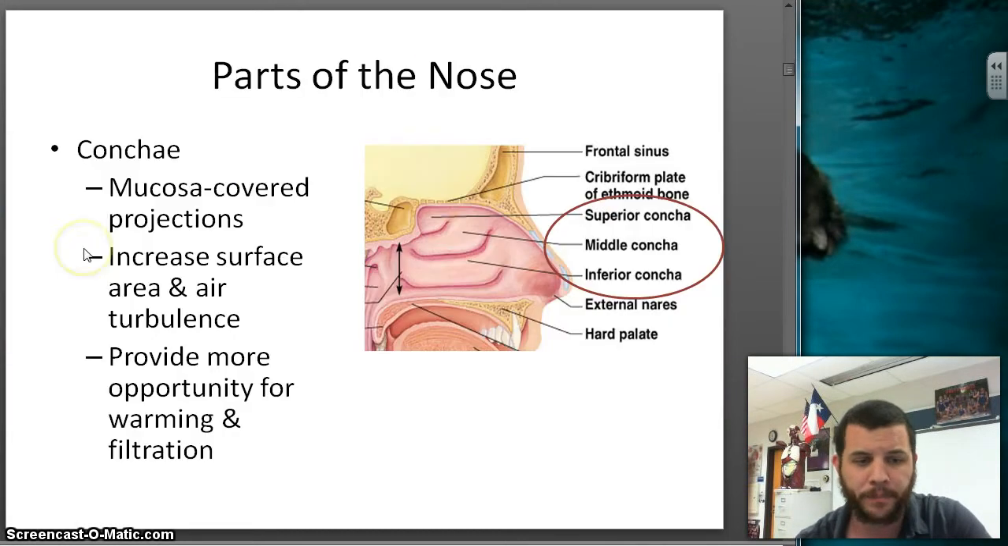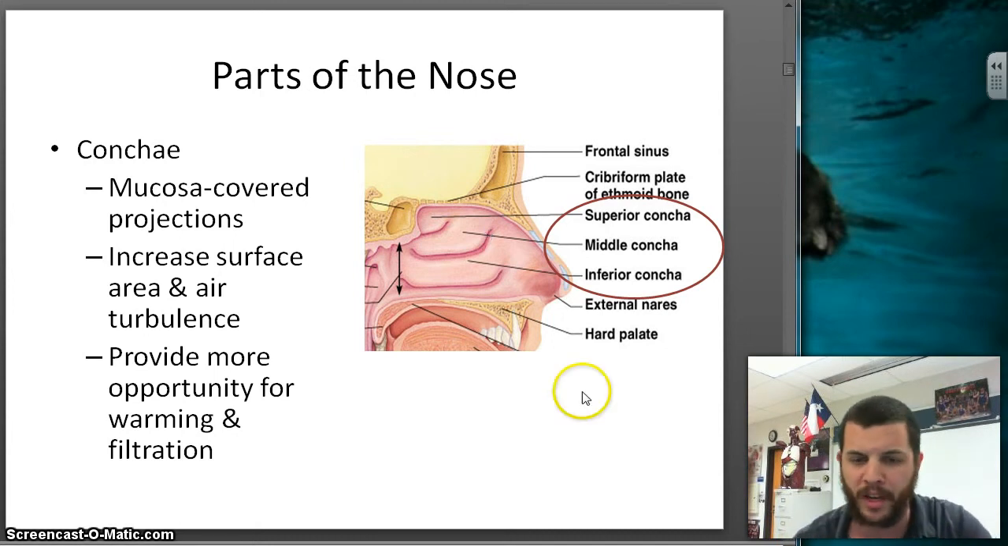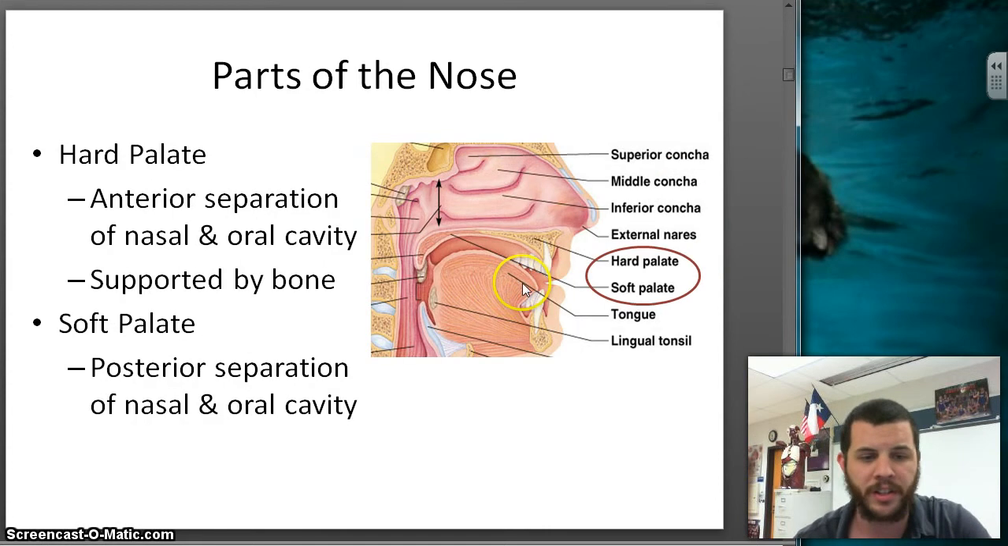Next, we have the conchae. These are mucus-covered projections which are inside the nasal cavity. This is going to increase the surface area. Why do we want the surface area to increase? Well, now there's more spots for air turbulence. It's going to provide more spots for warming. It's going to provide more spots for filtration, so on and so forth.